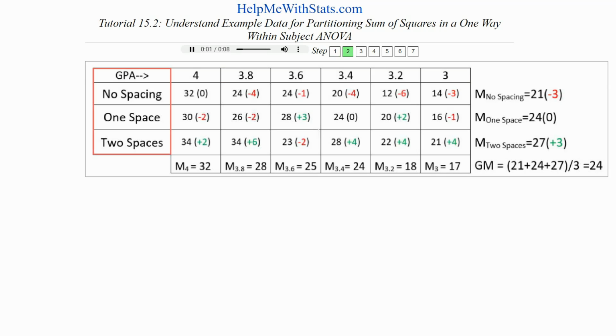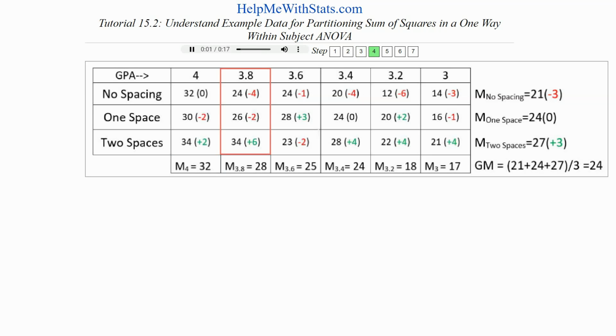We have 3 different conditions that vary in the amount of spacing between study sessions: no spacing, 1 space and 2 spaces. The first participant group has the students with the highest GPAs, 4.0. Note that all of these students have very high memory scores of 30 or more. The mean score for this participant group is 32.